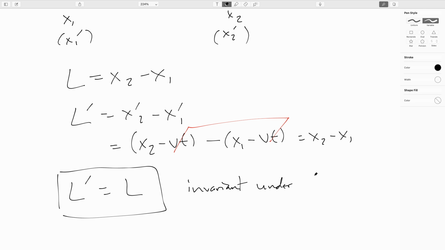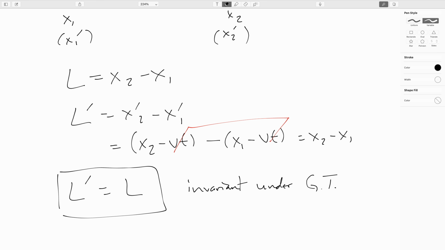under the Galilean transformation. And by the way, it will turn out that under the Lorentz transformation, which is going to be the correct transformation to use, they will disagree about this length. But for now, that's what we've got.